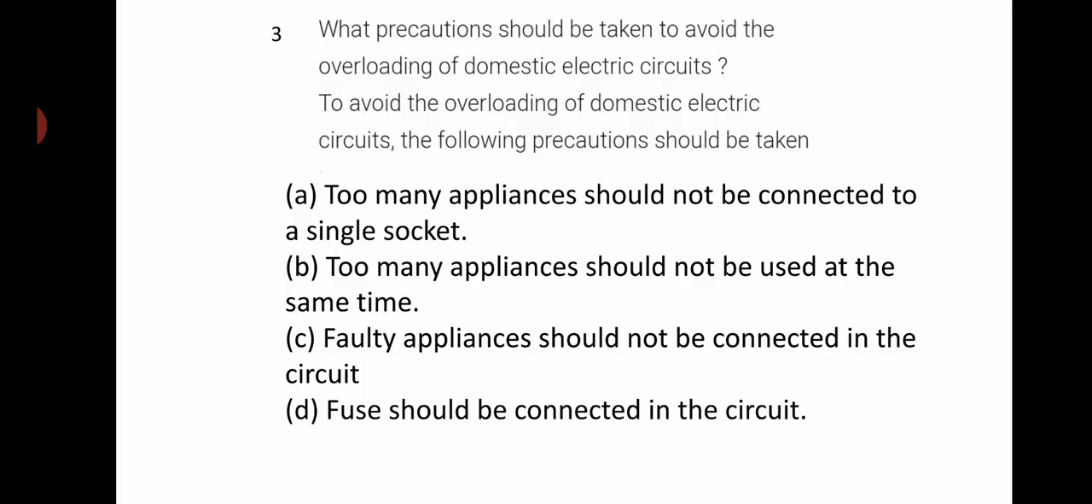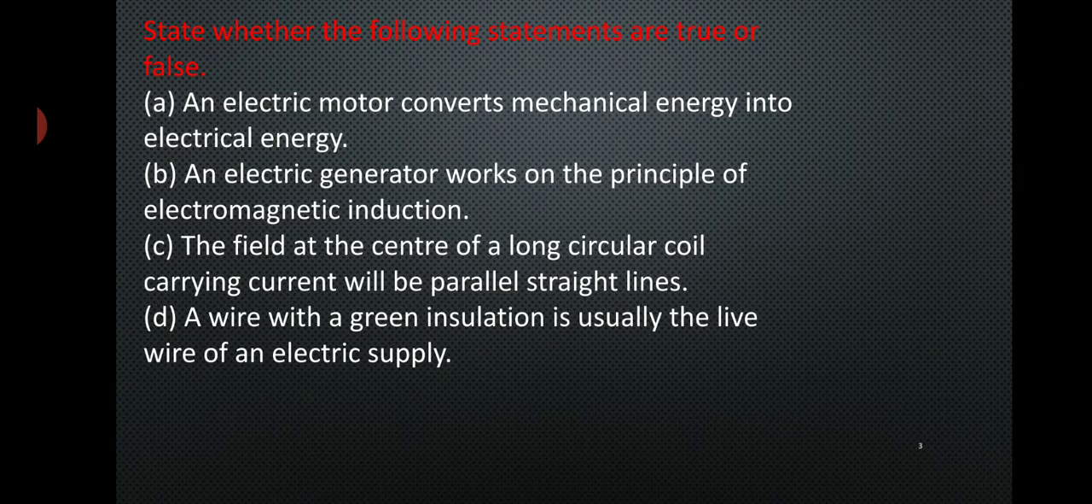The next one: what precautions should be taken to avoid overloading of domestic electric circuits? The answer is that to avoid the overloading of domestic electric circuits, the following precautions should be taken. This we already discussed. Too many appliances should not be connected to a single socket. Too many appliances should not be used at the same time. Faulty appliances should not be connected in the circuit. The last one is that a fuse should be connected in the circuit. Okay, now these are the exercise question answers.